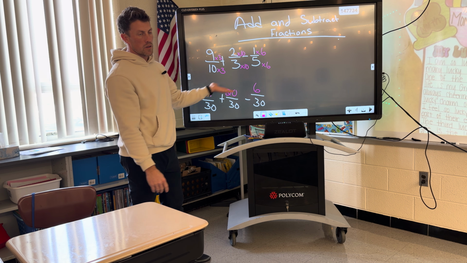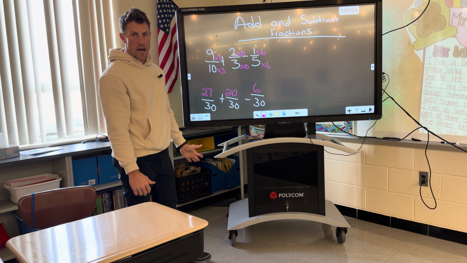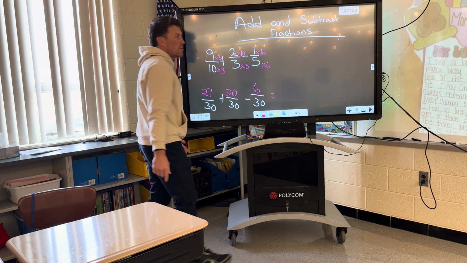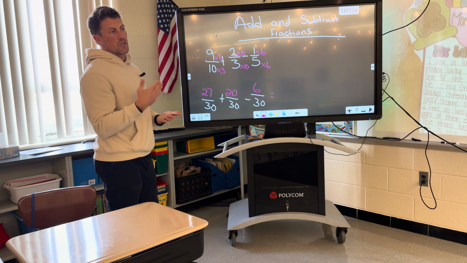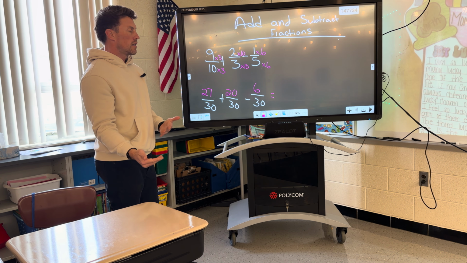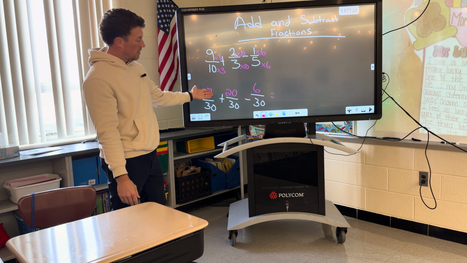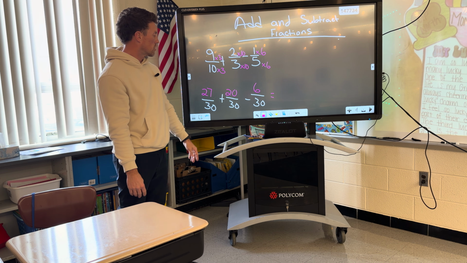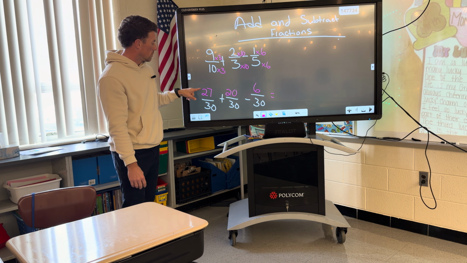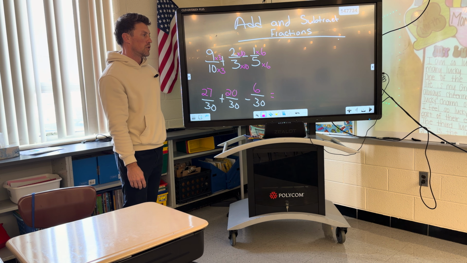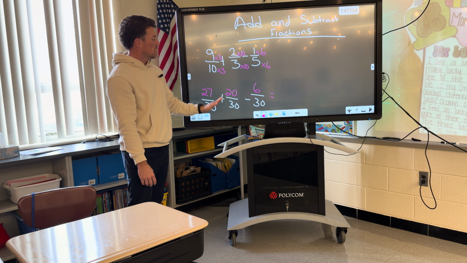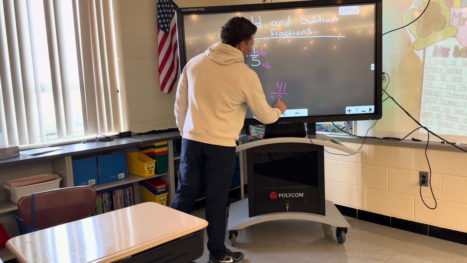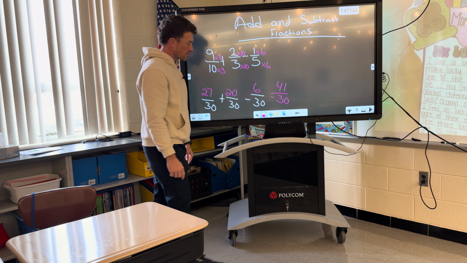Now I am set up with a problem that I can solve, because I have common denominators across all my fractions. PEMDAS says that I need to do addition before subtraction as long as it comes first, and this problem shows addition and then subtraction next. So I do 27 plus 20, which is 47. 47 minus 6 would be 41 all over 30.